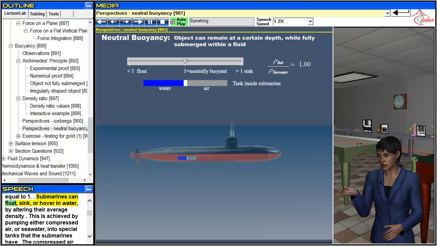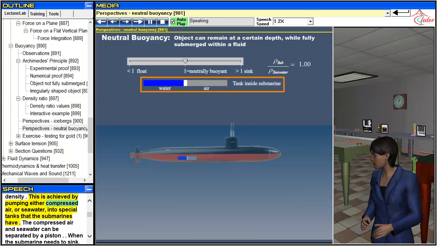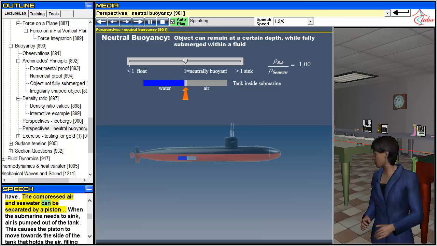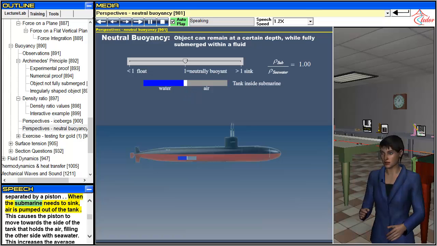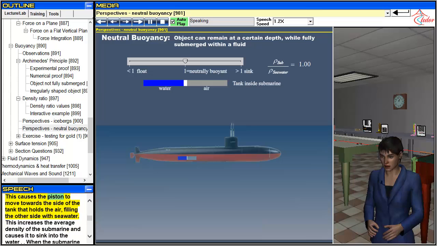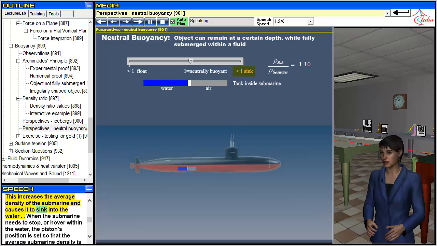Submarines can float, sink, or hover in water by altering their average density. This is achieved by pumping either compressed air or seawater into special tanks that the submarines have. The compressed air and seawater can be separated by a piston. When the submarine needs to sink, air is pumped out of the tank. This causes the piston to move towards the side of the tank that holds the air, filling the other side with seawater. This increases the average density of the submarine and causes it to sink into the water.